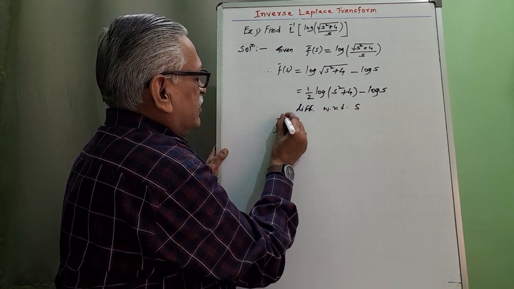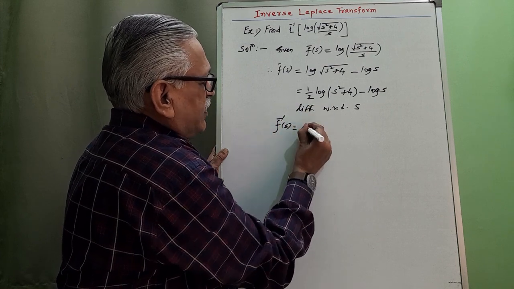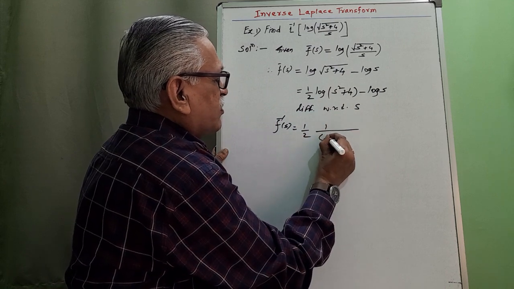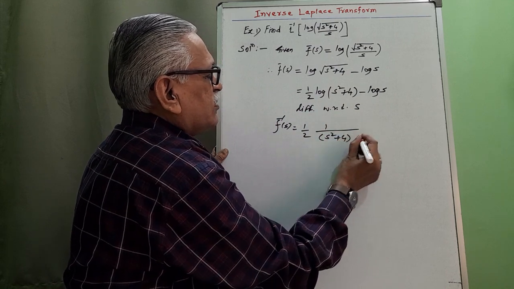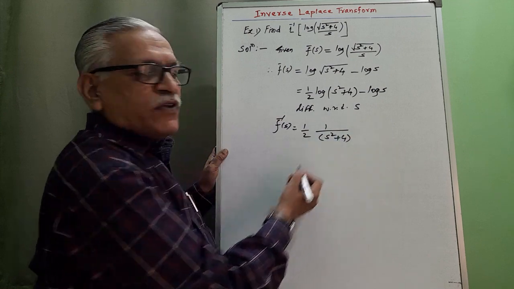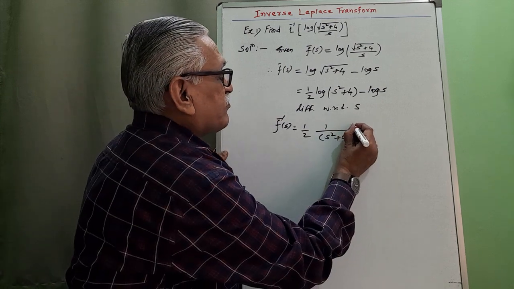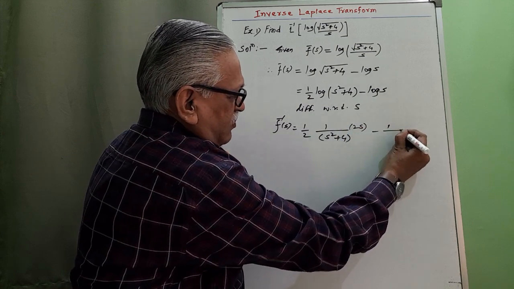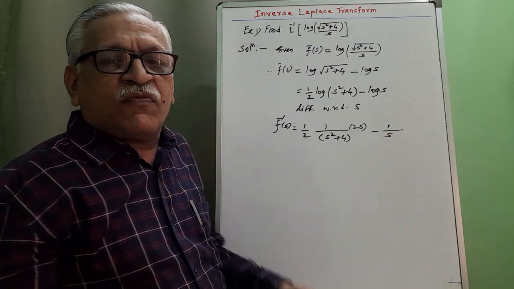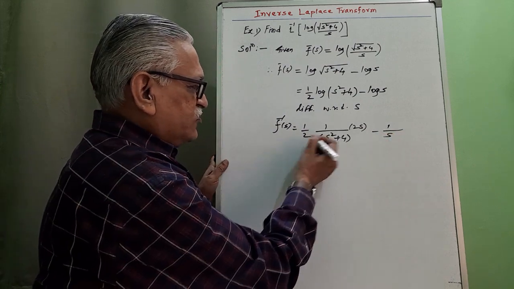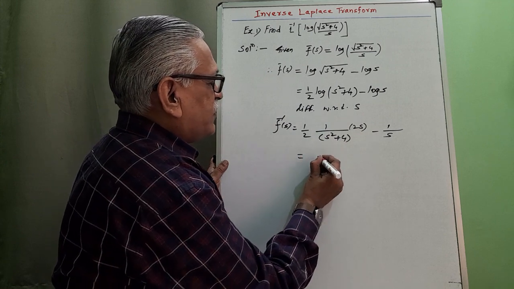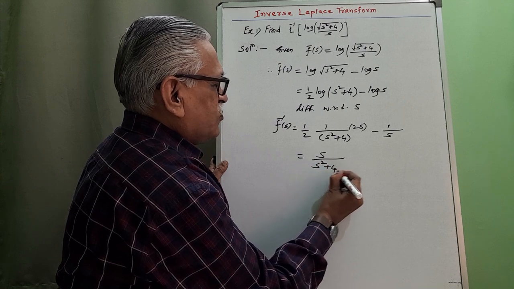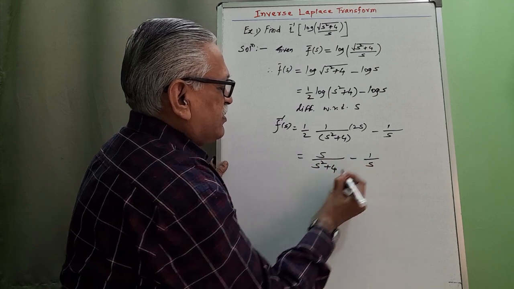derivative of left hand side is f dash of s, 1 by 2 constant outside as it is. Derivative of log is 1 upon s square plus 4, chain rule, differentiation of s square is 2s, minus derivative of log s is 1 by s. And then this 2 gets cancelled, we get f dash of s as s divided by s square plus 4 minus 1 by s.